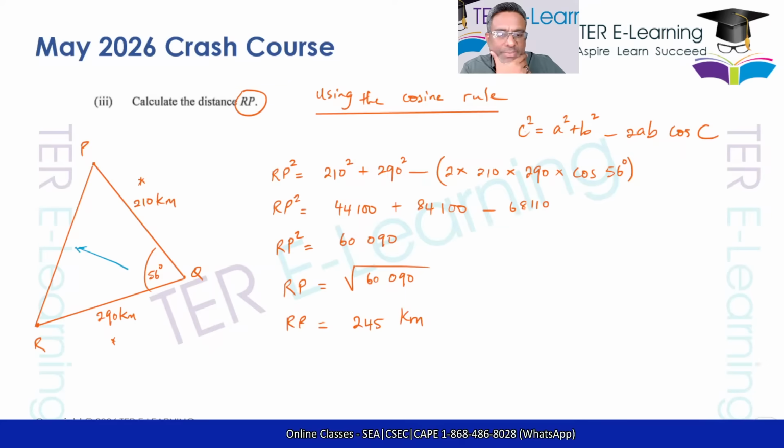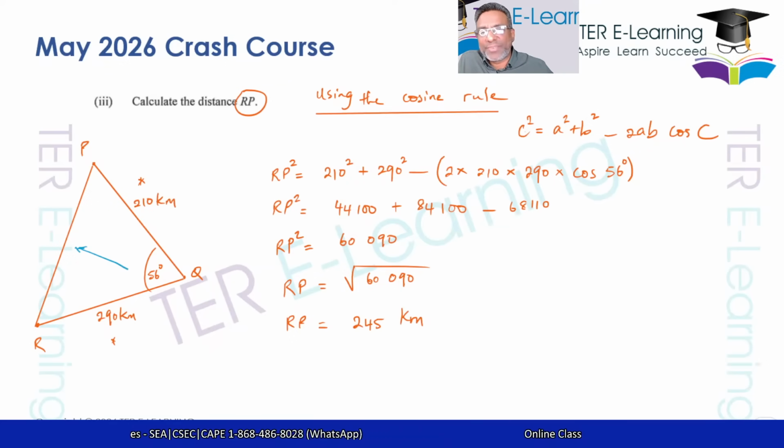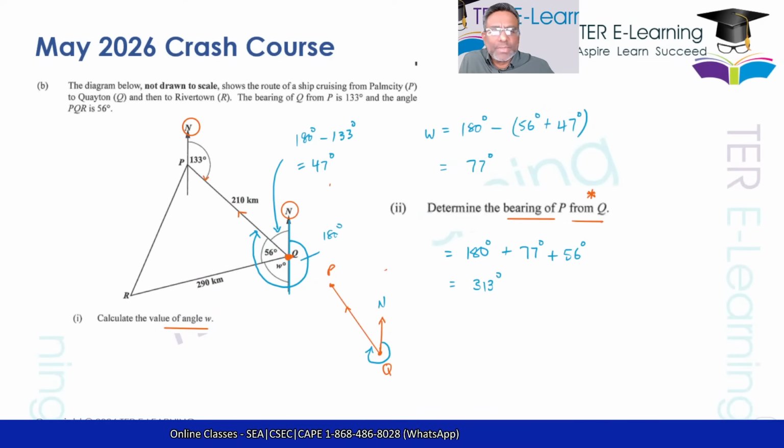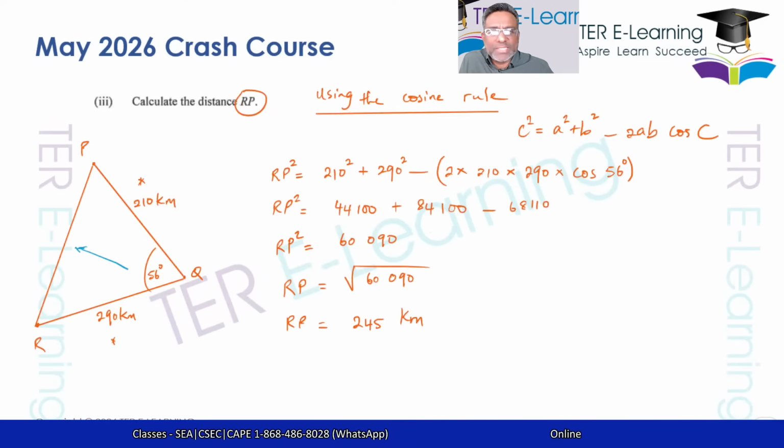Somebody's asking if I have to put it to the nearest whole number. On the exam paper, they normally tell us to write our answer to 3 significant figures. In some of these questions, they might ask you for the answer to 1 decimal place. Did they say anything? I don't think so, they didn't specify. So in this case, I'll just leave my answer as 245 kilometers.